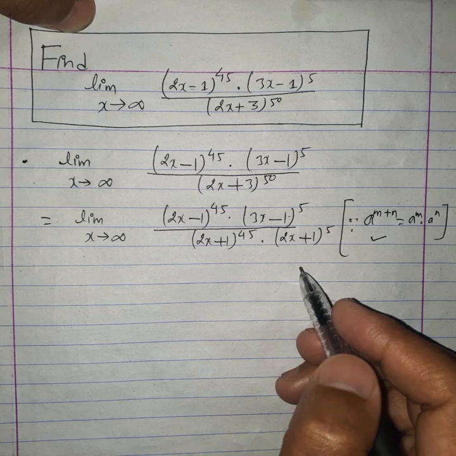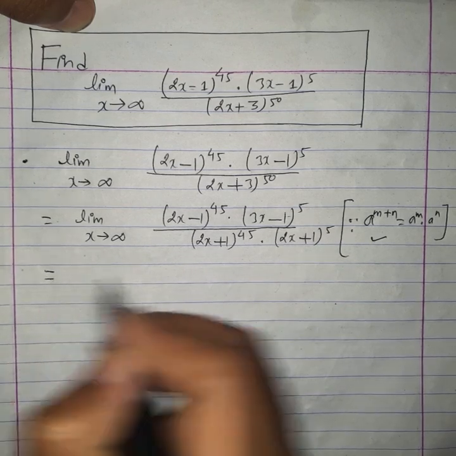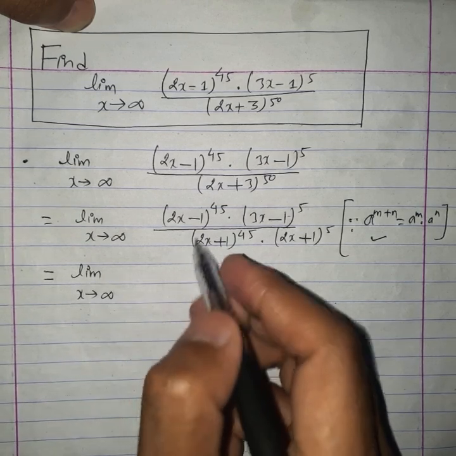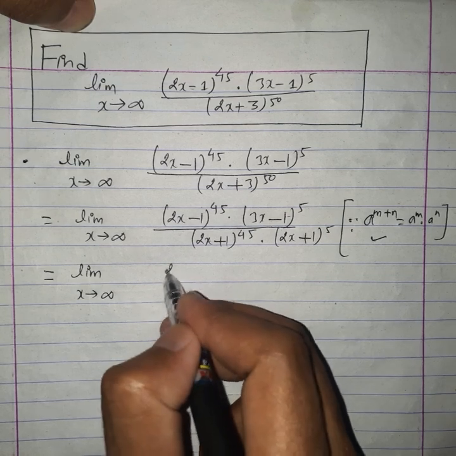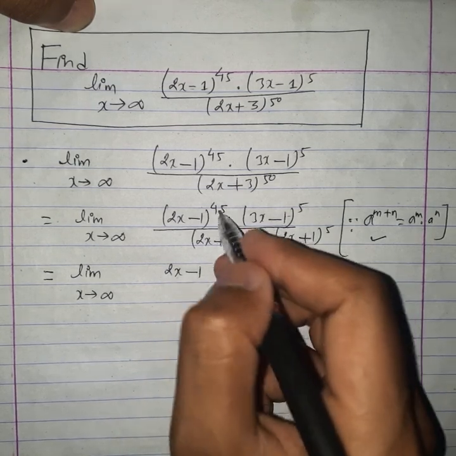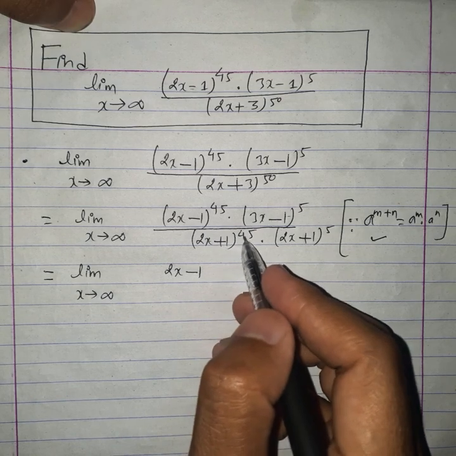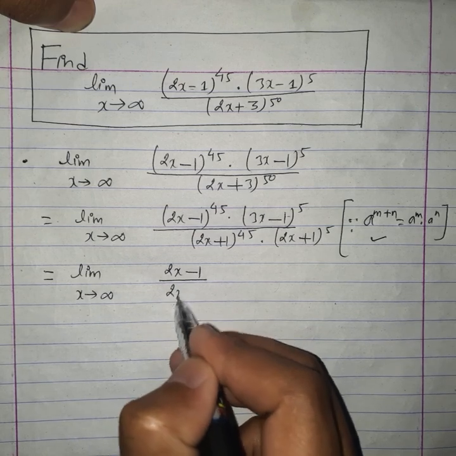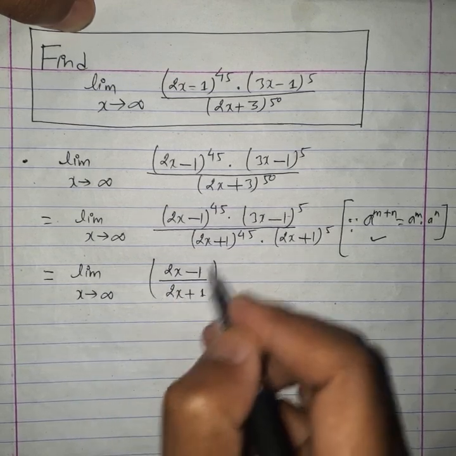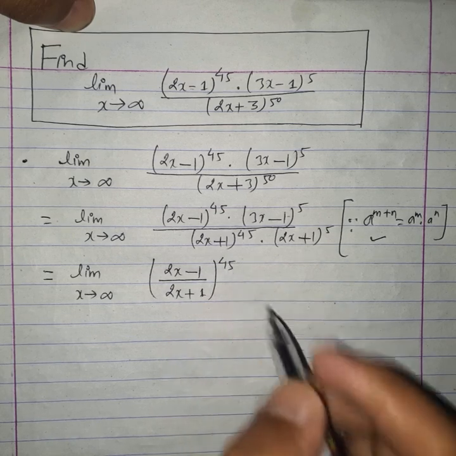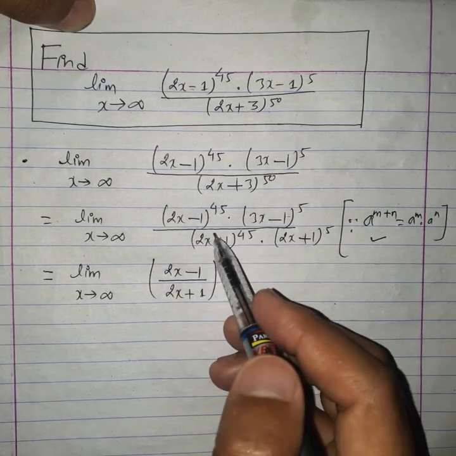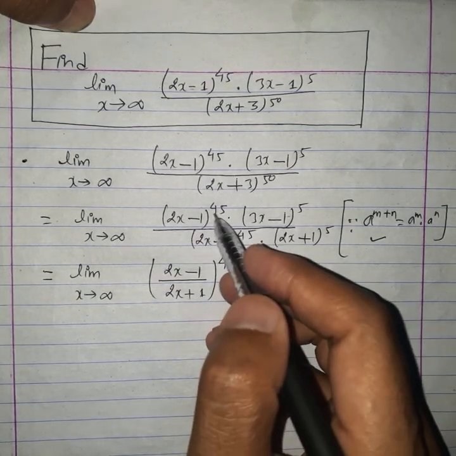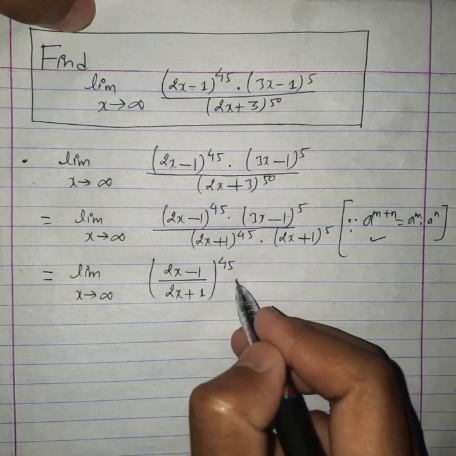And let's do the simplifications. Limit x approaches infinity. Let us simplify here. This can be (2x minus 1) raised to the power of 45, and here the other binomial (2x plus 1) is again raised to the power of 45. So we can write (2x minus 1 over 2x plus 1) whole raised to the power of 45. Here we just combine these two terms and give the same power. We just take the common power. This is by the laws of indices.